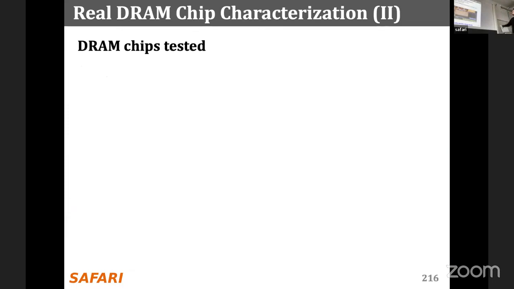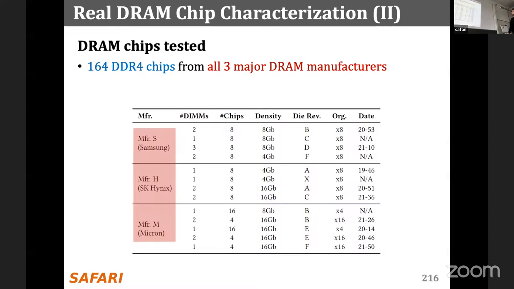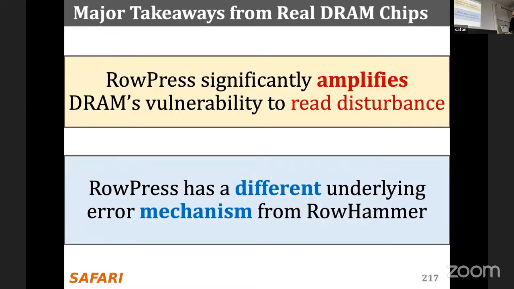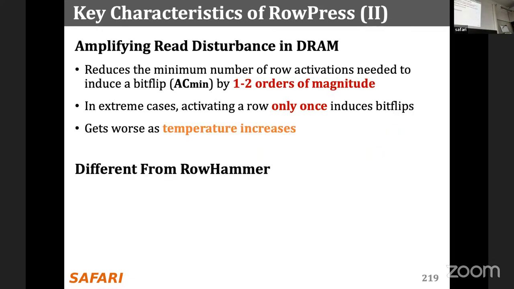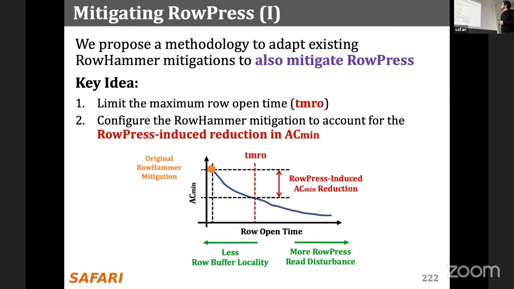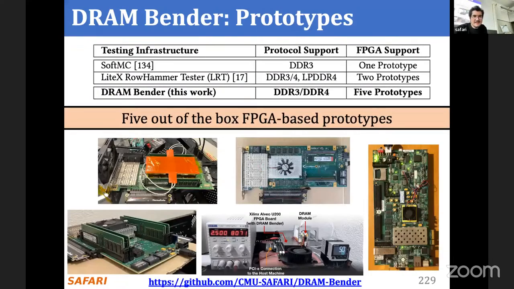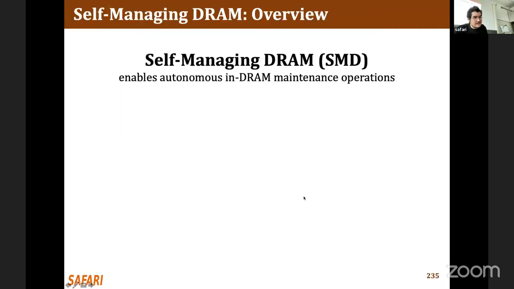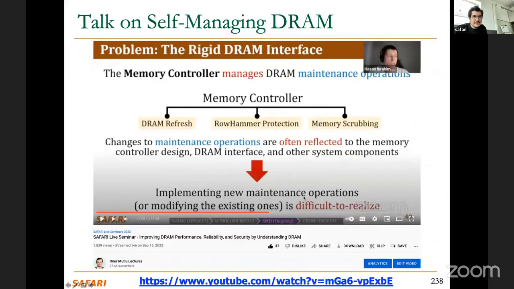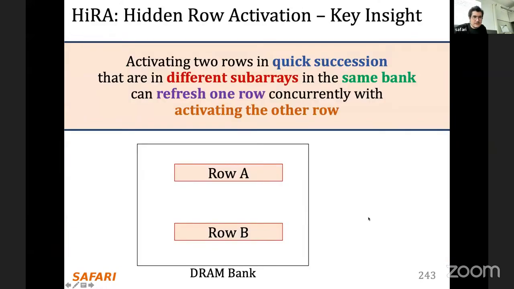Okay, so we did a DRAM chip characterization study with 164 DDR4 chips. We show that RowPress significantly amplifies the read disturbance vulnerability, and it has a different underlying error mechanism from RowHammer. I won't go into details of these, so I'll skip this and go to my conclusion slide. Although there are many more things that are in these slides, at least, I need to, I guess, conclude.